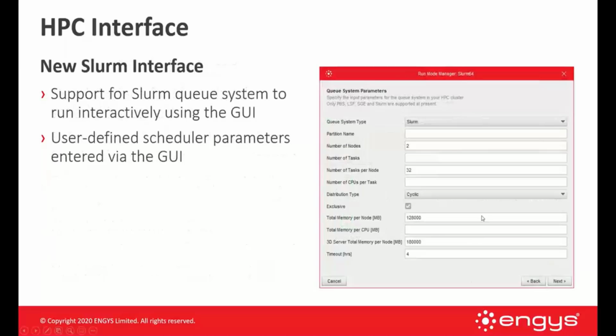So this is the interface for Slurm, which is very popular among the engineering community, and we added it to the list of available queue systems. So you can add your own scheduler parameters here using the GUI.